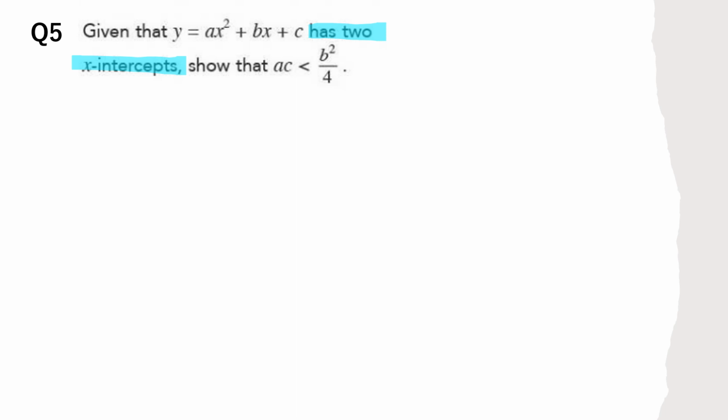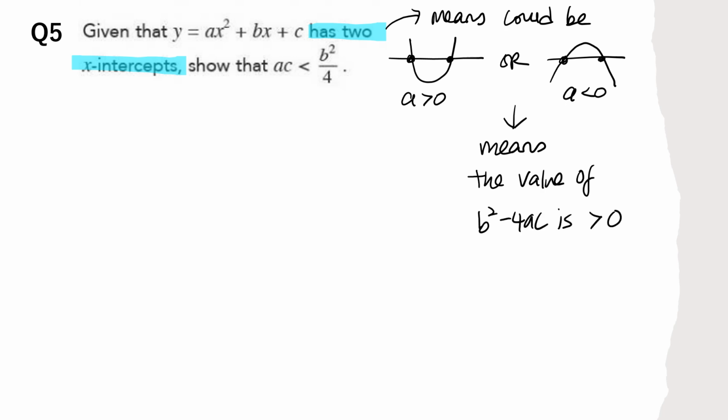So you're given y equals ax squared plus bx plus c, and this quadratic curve has two x-intercepts. You're asked to show that ac is less than b squared over 4. So if the quadratic curve has two x-intercepts, it depends on the value of a, right? Your a can be positive or a can be negative. But in both situations, if the curve has two x-intercepts, it means the curve has two real and distinct roots. And if that is the case, then the value of b squared minus 4ac has to be more than 0.